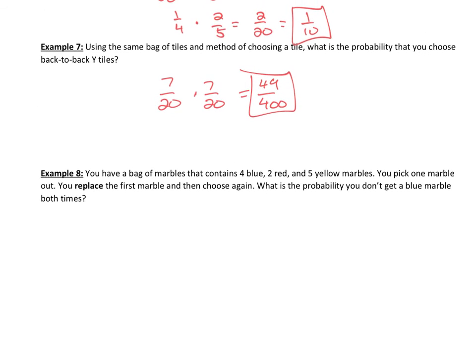Okay. And then lastly, maybe try this one. Pause here and try this. Okay, the key here is it's saying you don't get a blue. So that means it's going to be 7 chances of not blue out of your 11 total. And then it's saying doing that both times. So 7 times 7 over 11 times 11, which is a 49 out of 121 chance.